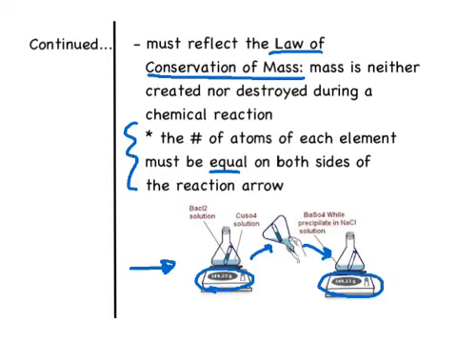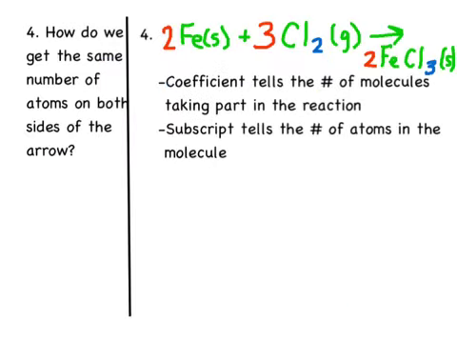So the rest of the notes, the last question in our notes, is going to be how to balance equations, and a bunch of examples of balancing equations. Our last question in these notes has to deal with the fact that we have to figure out how to get the same number of atoms on both sides of the arrow.